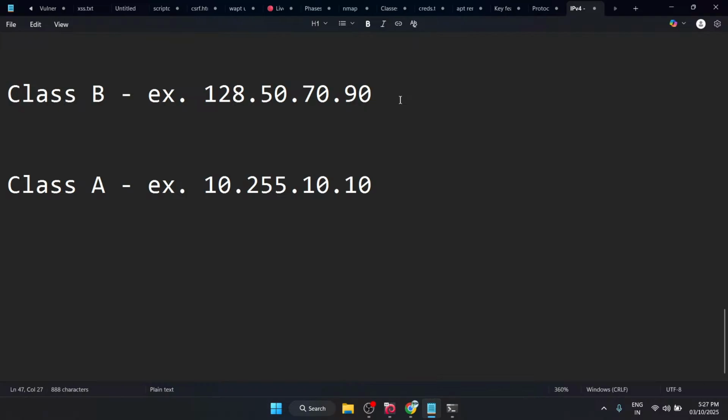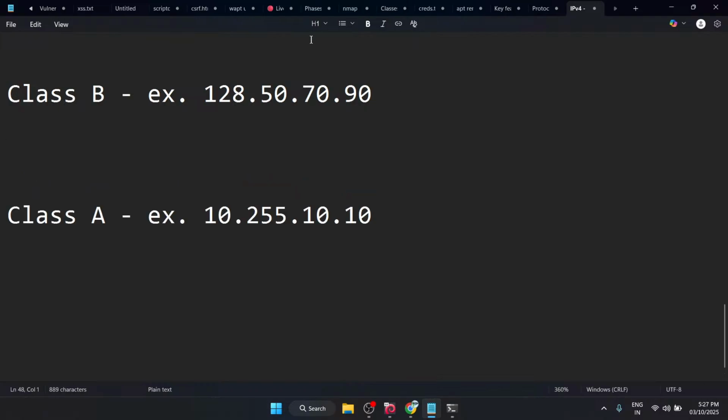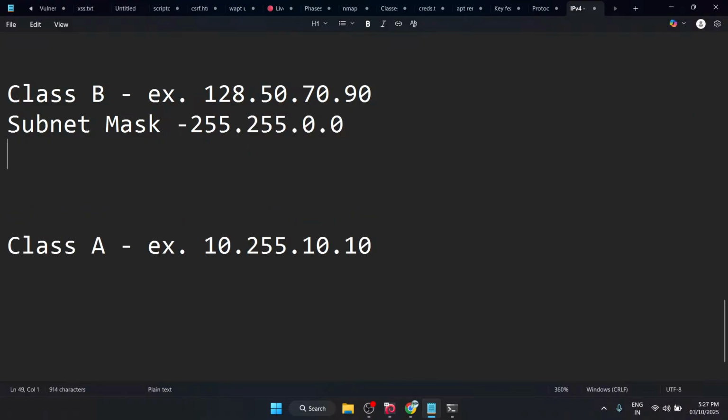Now, let's come to the class B. So, class B, we are going to start with the subnet mask again. So, subnet mask for class B is 255.255.0.0.